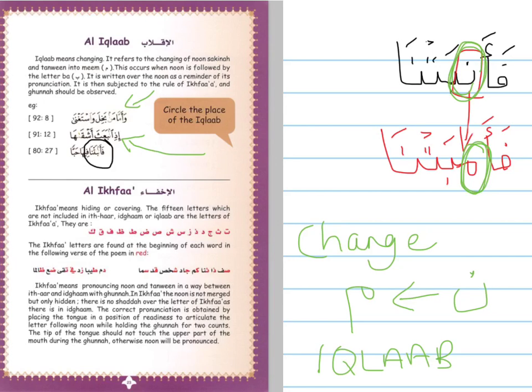Just one quick thing before we go. This is represented by a little meem there. The meem is written like this. It's got a little tail, so it's written with a full tail. This is merely there to represent that Iqlaab rule, to remind you, change the N to an M.